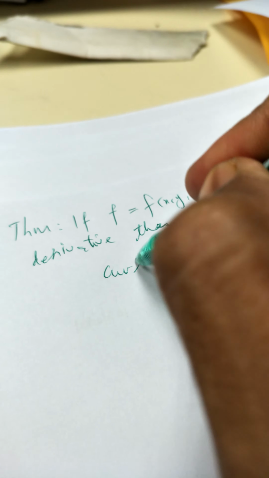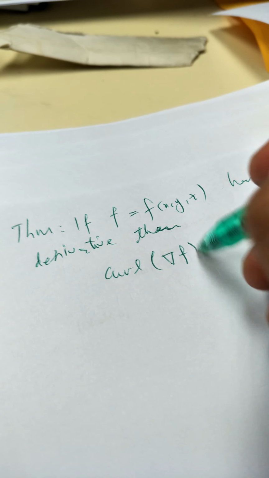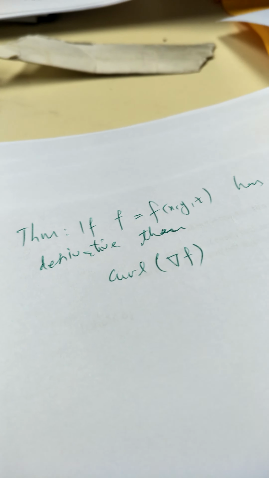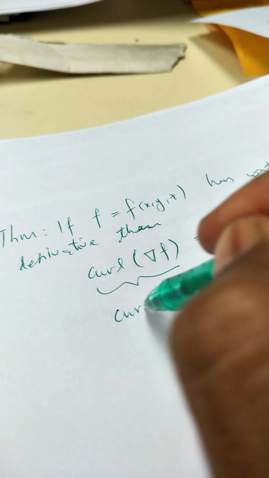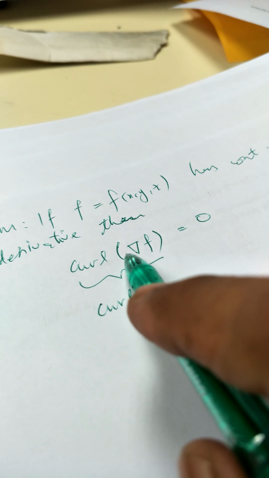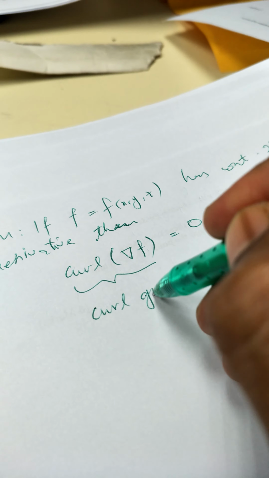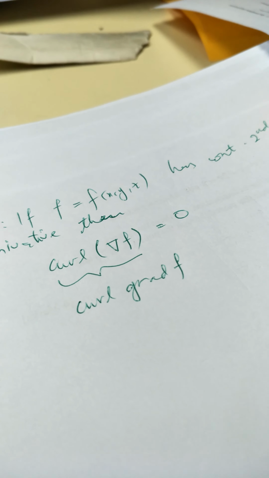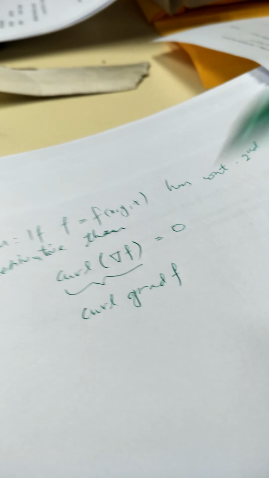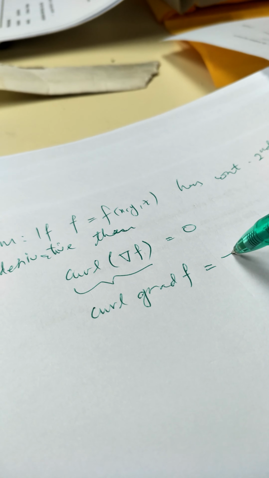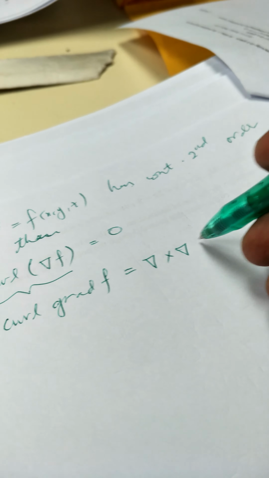curl of f. How do you read this? This equals 0. Now how do you read this? This is curl of the gradient of f. So curl grad f. In terms of notation, you can write this as curl, and grad of f.